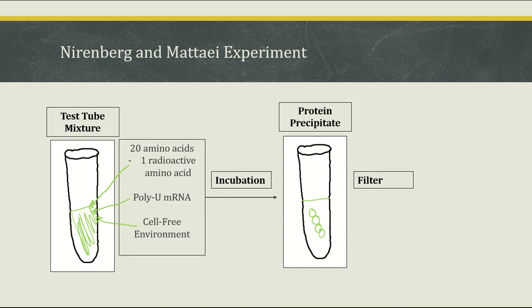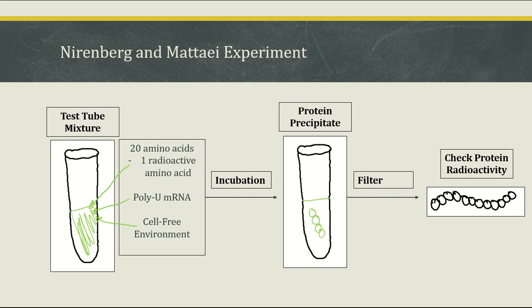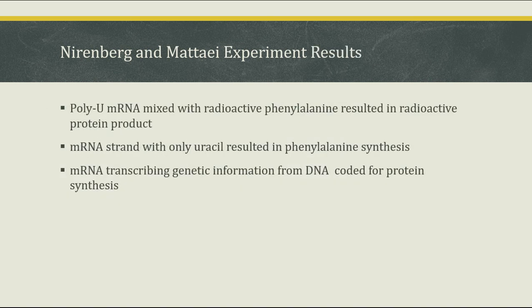The solution was filtered to separate the protein precipitate, which was checked for radioactivity to track if the radioactive amino acid had been precipitated. When phenylalanine was the radioactive amino acid, the precipitate was also found to be radioactive, indicating that the amino acid had been incorporated into the protein precipitate by the poly-mRNA. This indicated that the uracil chain poly-mRNA directed protein synthesis of phenylalanine and that mRNA transcribing genetic information from DNA coded for protein synthesis.